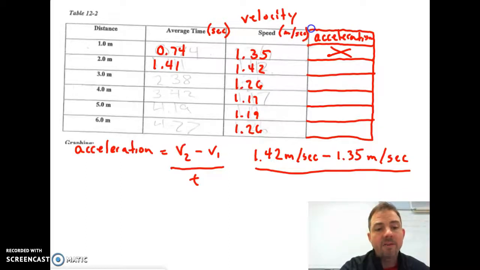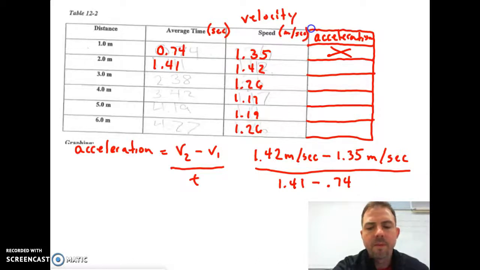So now I'm going to have to subtract these two to figure out how much time passed in between meter 1 and meter 2. So now I have 1.41 minus 0.74. Okay? All right, this is how we're going to set this up. Notice that this is 2 meters and 1 meter, and this is 2 meters and 1 meter. The next one that you do would be 3 meters and 2 meters, and so on and so on. All right, so let's do a little math.